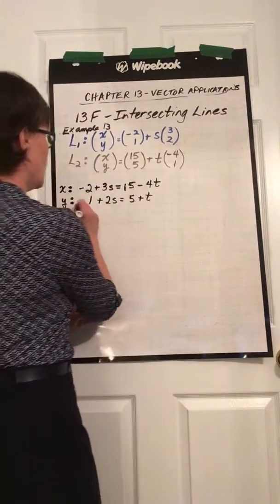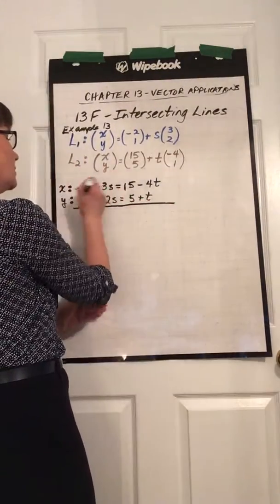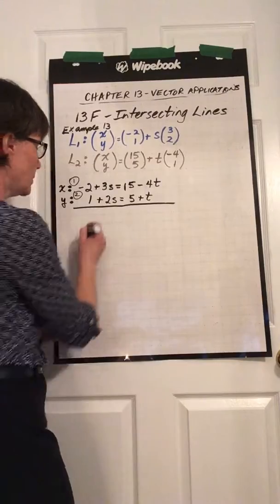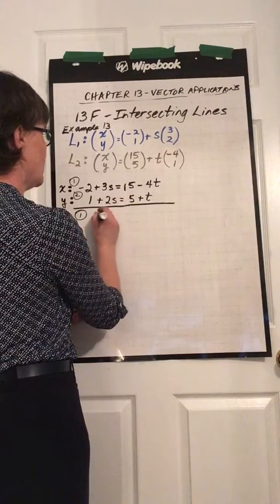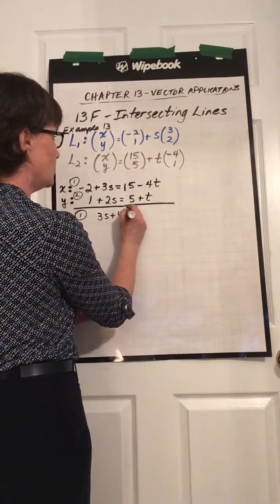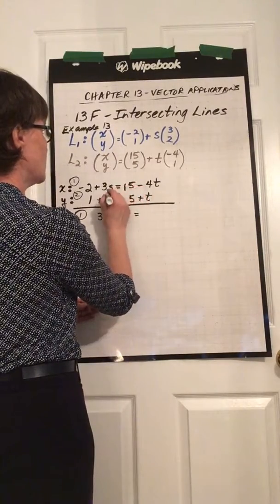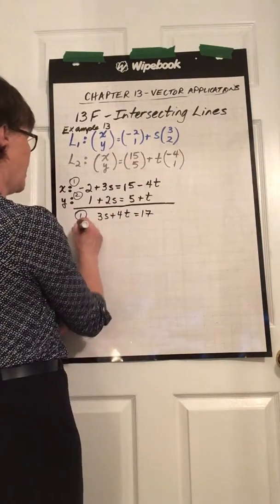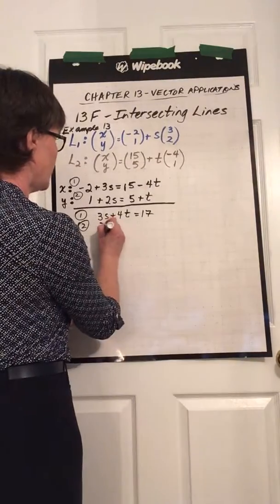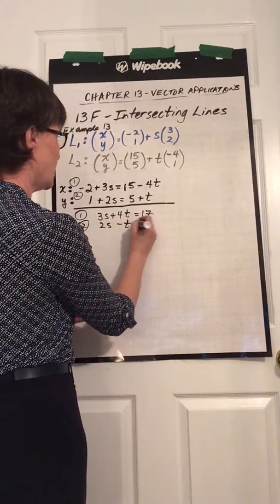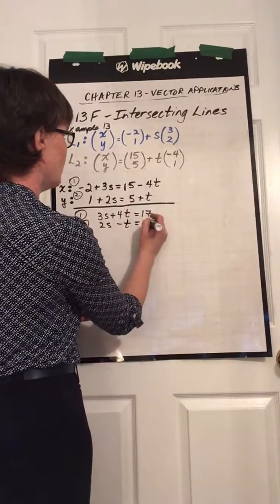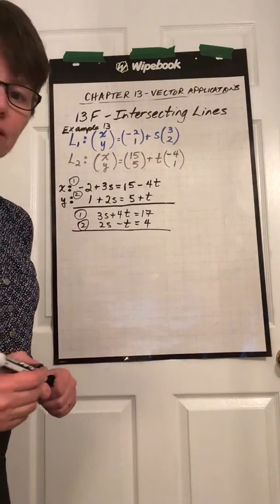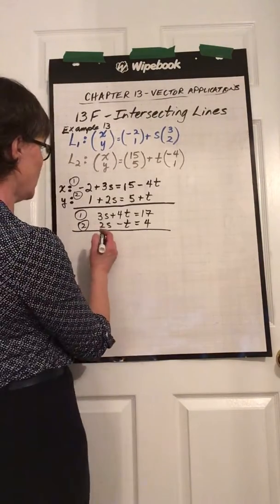Okay, let's work with this system of equations. I'm going to call this equation 1, this equation 2. I'm going to simplify equation 1. I'm just rearranging it: 3s plus 4t equals, adding 4t to both sides and adding 2 to both sides, 17. And equation 2, again simplifying, 2s, subtract t from both sides, subtract 1 from both sides, that would be 4. Okay. I'm going to use elimination, so I'm going to try to eliminate the t's.